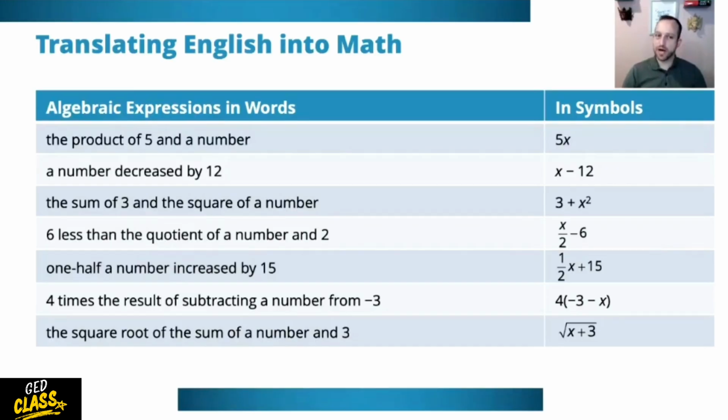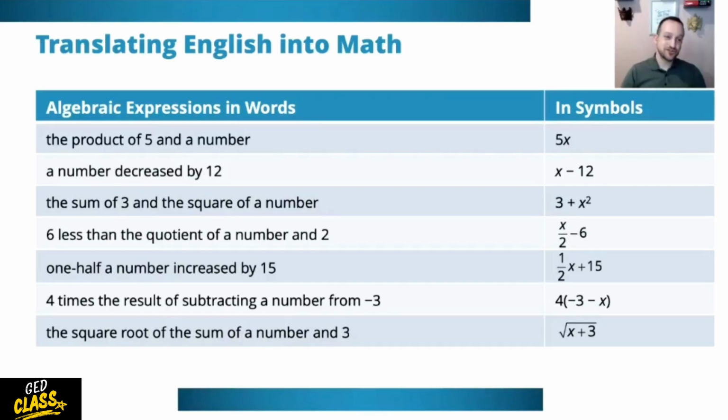We're getting a little bit more complicated. 4 times the result of subtracting a number from -3. Ooh, now multiplication would normally come first in order of operations, but now they've said 4 times the result, essentially telling you there's parentheses in here, and parentheses always win the battle for order of operations. So a number subtracted from -3, so -3 minus number, all in parentheses, and then that result is times 4. That's how we get the stuff on the right-hand side.